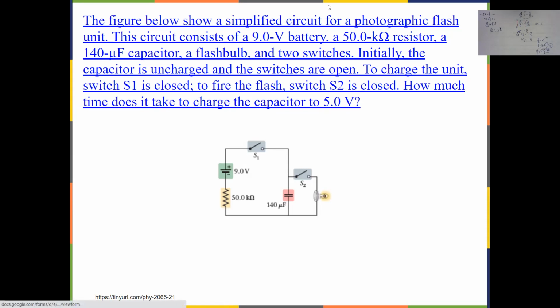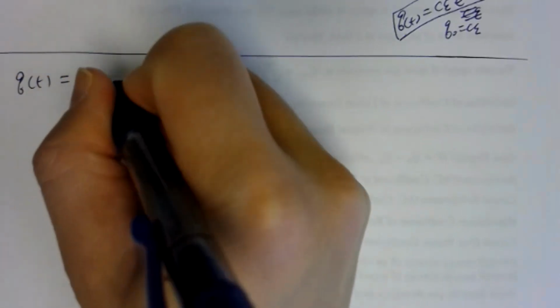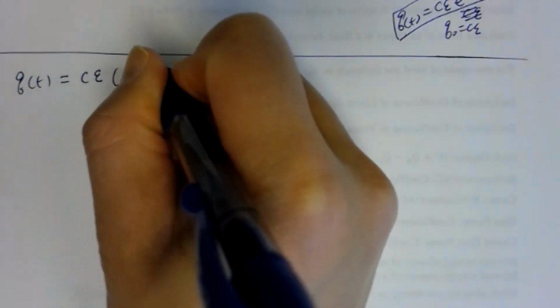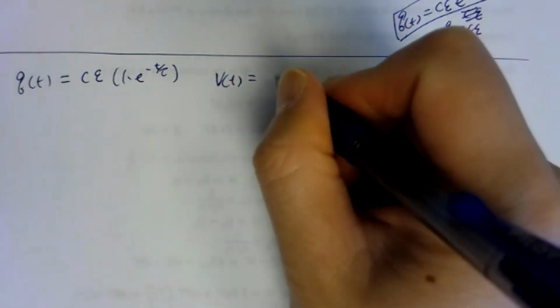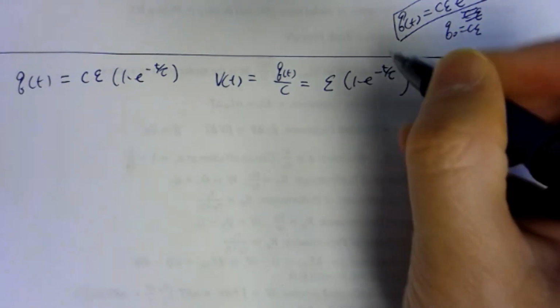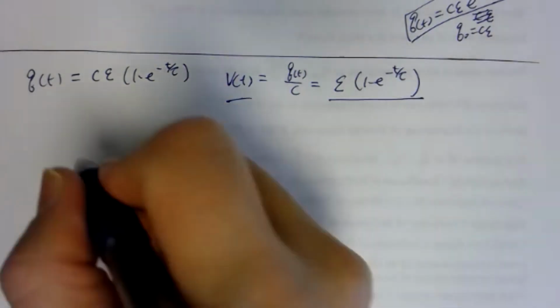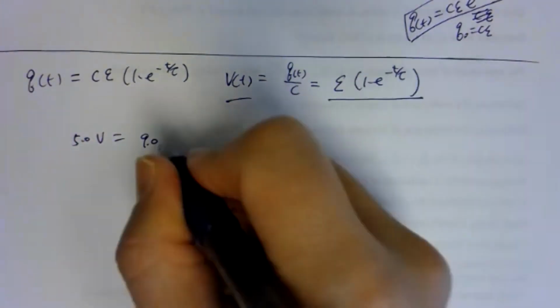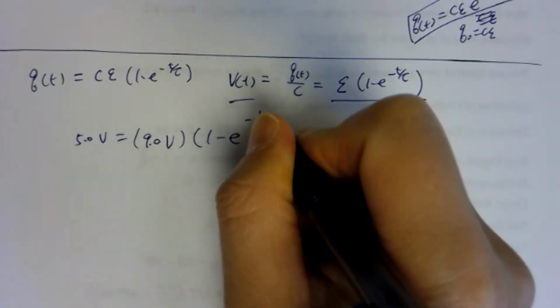All right, so this is still about charging a capacitor, but now it tells us the final voltage and asks us to find the time t. So we will still apply the equation we got previously. For the charging of a capacitor, Q(t) is equal to C epsilon times 1 minus e to the minus t over tau. So V as a function of t should be equal to Q over C, which gives epsilon times 1 minus e to the minus t over tau. So this will be V: 5.0 volts equals 9 volts, the battery voltage, times 1 minus e to the minus t over tau.